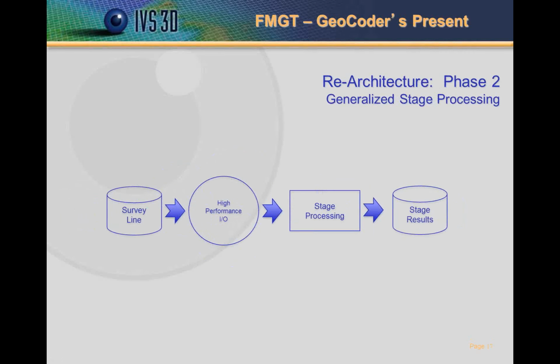So that processing pipeline was replaced with what we call generalized stage processing, where you have a survey line coming in, it's accessed through high performance I/O, you have your particular processing, and then the results of a particular stage are persisted to disk. And then subsequent stages can work off of the stage results from a previous stage. So everything cascades. That way, if there's ever an issue, you're not going to lose all of the processing that you've already done.